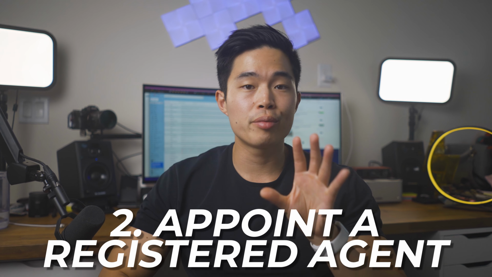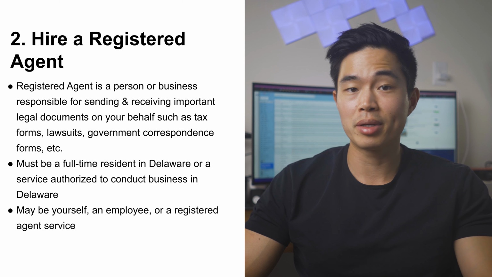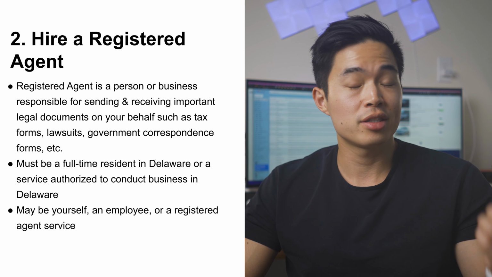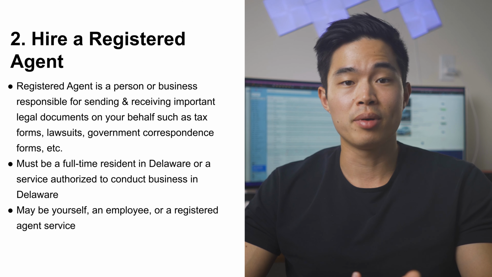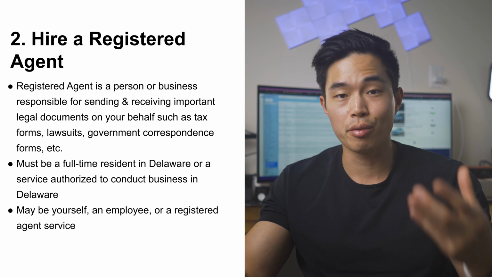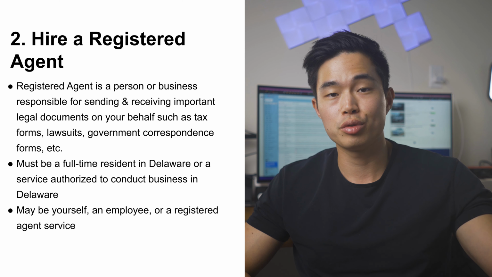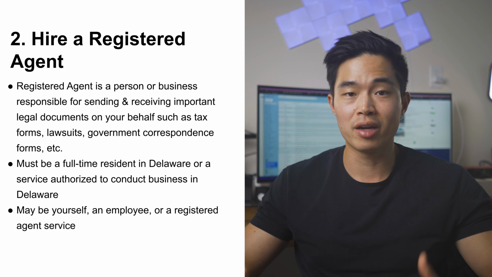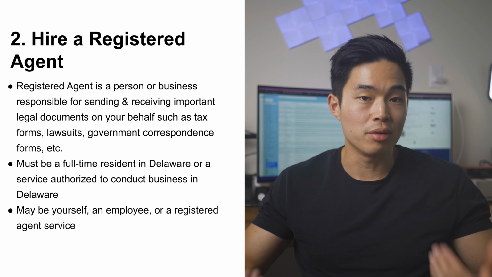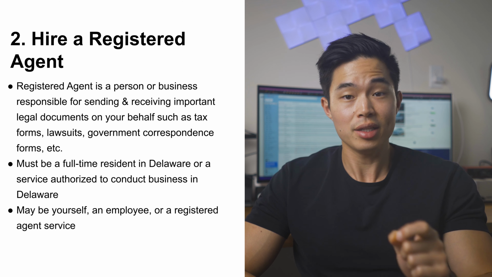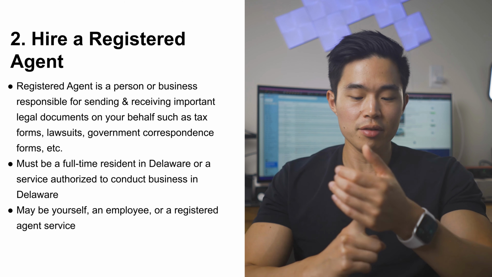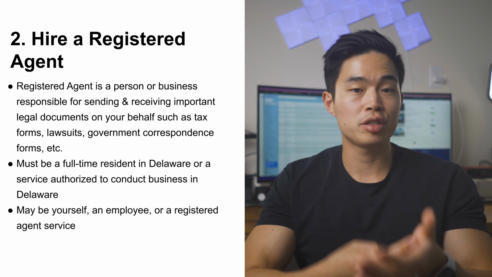Second is you need to hire a registered agent. So this is a person or a business that is responsible for sending and receiving important legal documents on your behalf, such as tax forms, lawsuits, government correspondence forms, etc. So you can sort of think of this as like a mailing address or point of contact for your business. This information is going to be shown to the public. So if you do want to be as private as possible, you will want to use an outside registered agent. Otherwise, you can just use your own name if you don't care about that. They must be a full-time resident in Delaware or a service authorized to conduct business in Delaware. And it can be yourself, it can be an employee, or it can be a registered agent service.